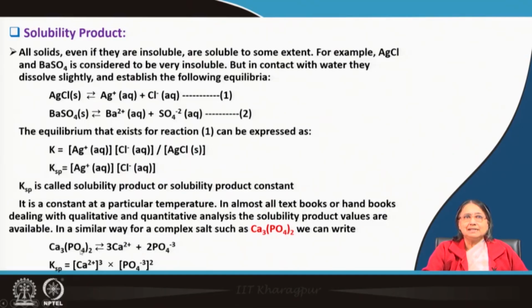So, 1 mole of calcium phosphate produces 3 moles of Ca2+ and 2 moles of PO4 3-. In that case Ksp will be calcium ion concentration to the power 3 into phosphate ion concentration to the power 2, because here the stoichiometry is 3 and 2, that is why it comes as a power.